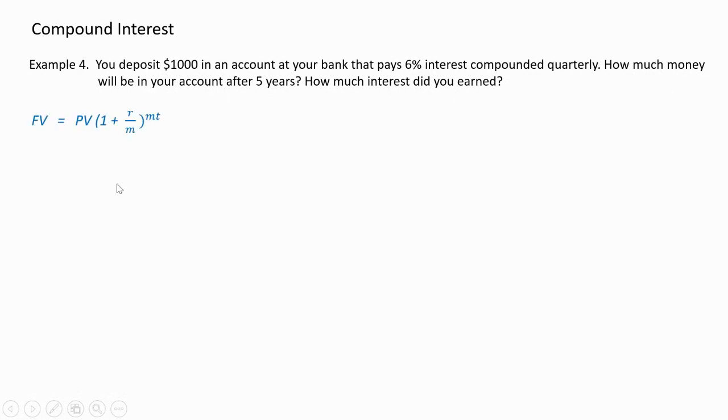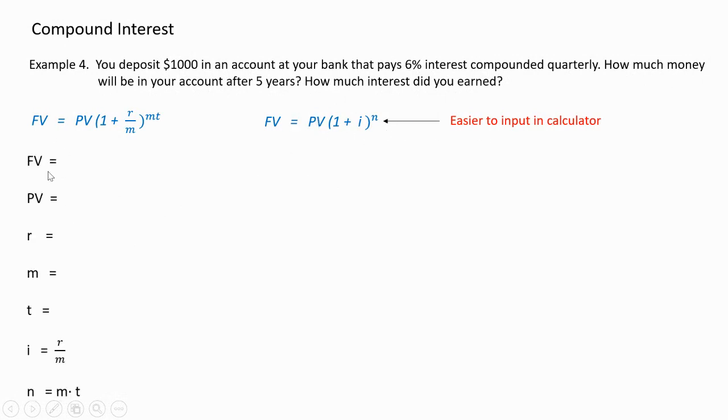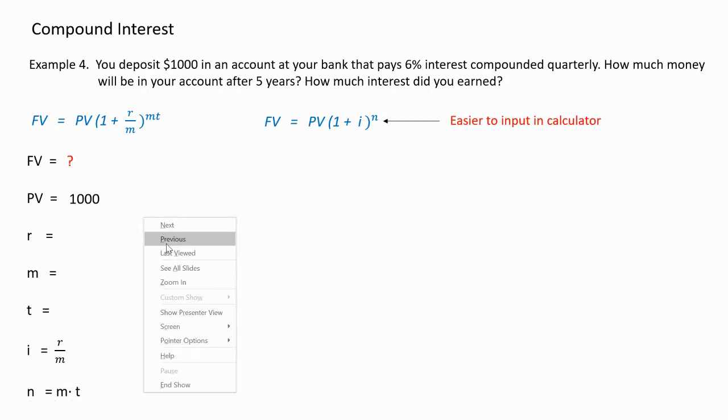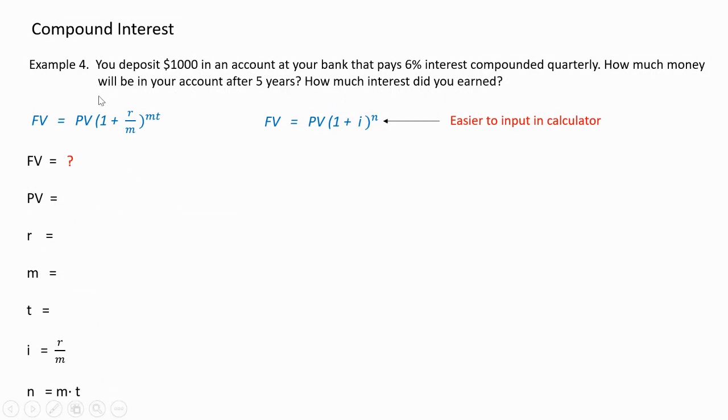Okay, so then there's my formula, right? So I'm going to put those 7 things that I told you to put. This is easier to put in the calculator. That's why I like to use this one. But these are the 7 things that we need to find out. Okay, I jumped again a little bit. Let me go back. So what are we looking for? It says how much money will be in your account after 5 years. So we're looking for the money in the future, right? How much will it be in the future, in 5 years? So we're looking for future value.